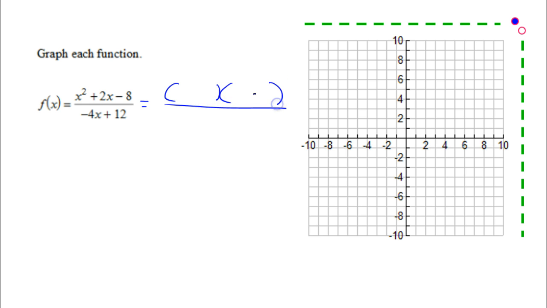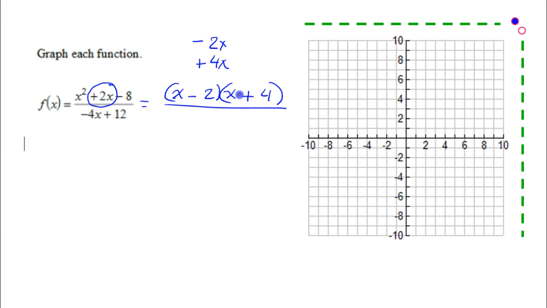So, looking at the numerator, let's see if this will factor. X squared is x times x. 8 is 2 times 4, or 1 times 8, but probably 2 times 4. Inner plus outer must equal the middle. Inner, I've got 2x. Outer, I've got 4x. If I'm going to get a positive 2, then I need a negative 2 and a positive 4.